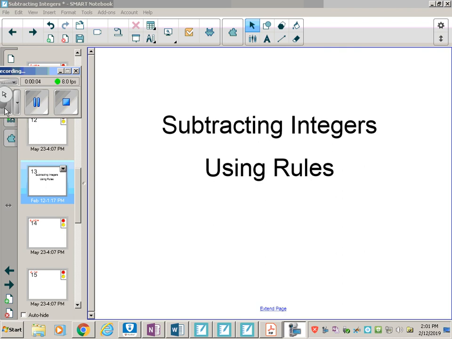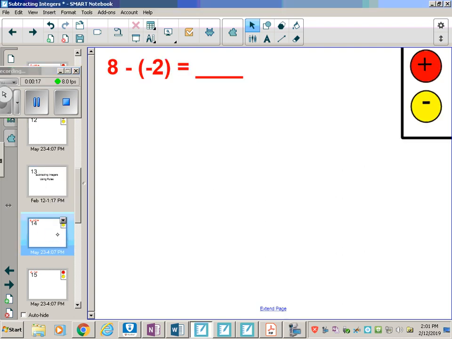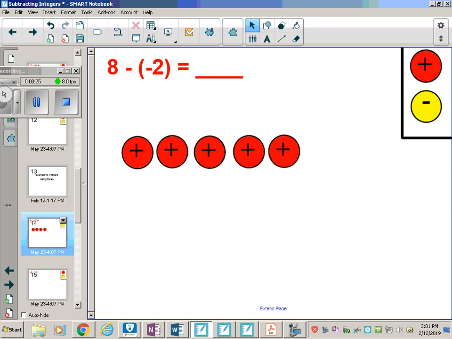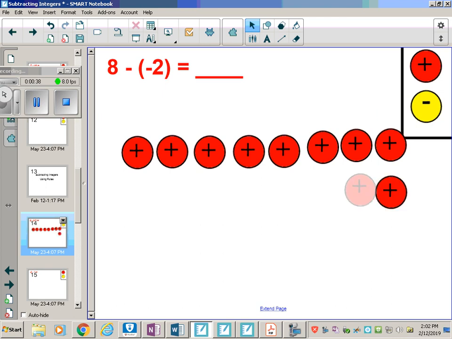Now that we've spent some time subtracting integers using the models and number lines, we're going to take a look at it by using the rules. So when we looked at a problem like 8 minus negative 2, we said positive 8 minus negative 2 meant to do 8 and then do the opposite of negative 2. So the opposite of negative 2 is positive 2. So we came up with the answer that 8 minus negative 2 equals 10.